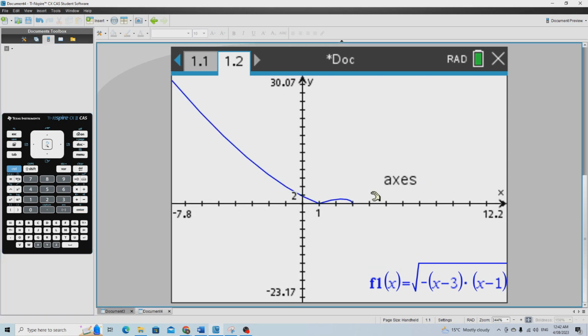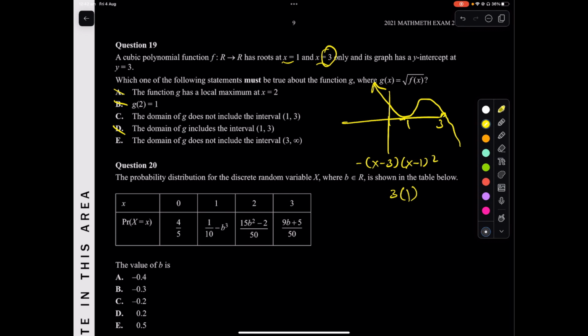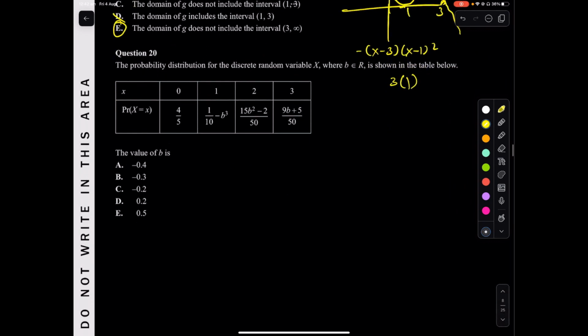So, the domain of g does not include, yes it does, 1 to 3, it includes it. So no, the domain of g does not include from 3 to infinity. Absolutely, E is your answer. Wow. So okay, it could have been those two, but at least we've done the second graph, which helped us.